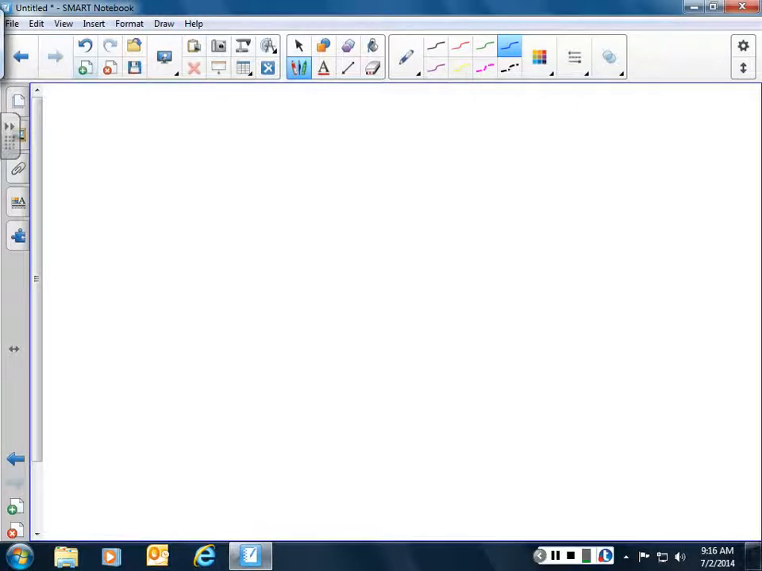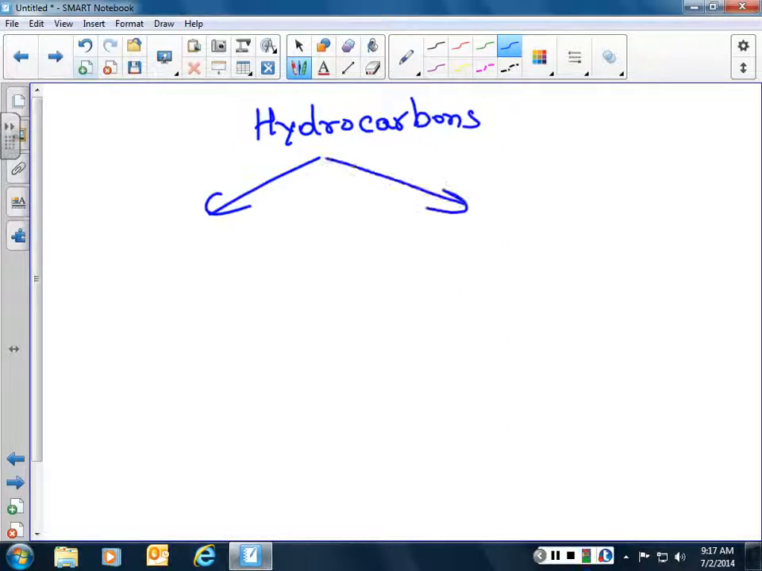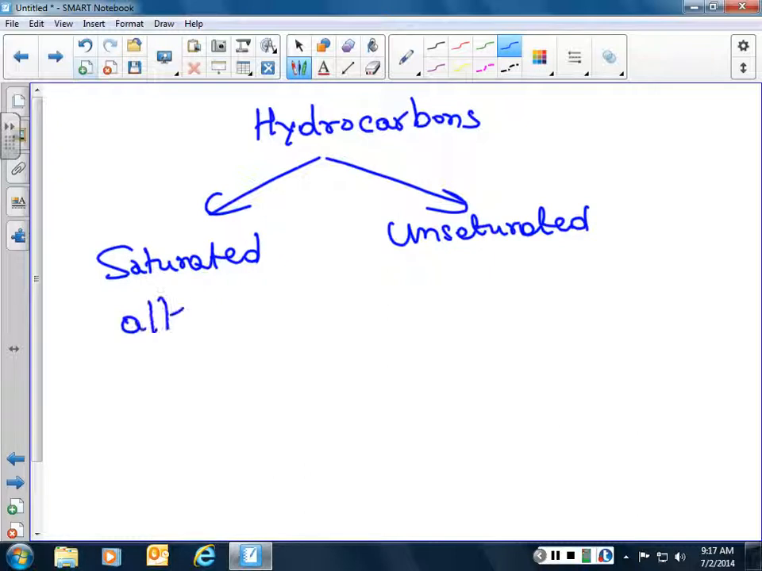So now, hydrocarbons are of 2 types. One is saturated hydrocarbon, the other one is unsaturated. An example of saturated, meaning all single bonds, is alkane. Unsaturated means alkene and alkyne.